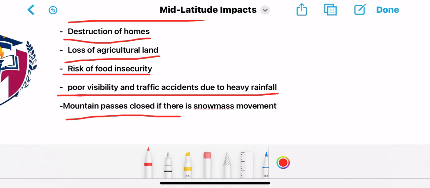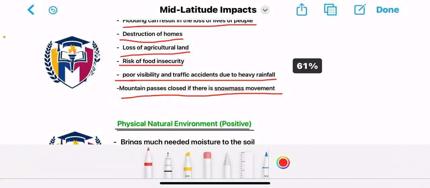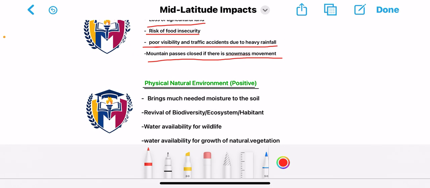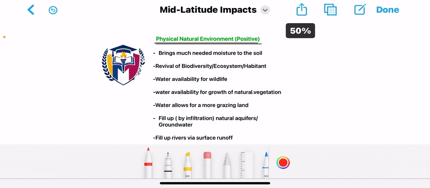Now, mountain passes are closed because there is no mass of movement. Okay, mountain passes, we are mostly speaking about those roads that are found on mountains. If it snows on mountains, those roads will be blocked, so there won't be enough road for people to pass with their cars or to travel to other places. Now we are done with all the impacts on humans.